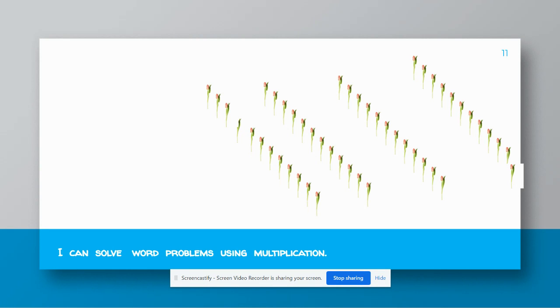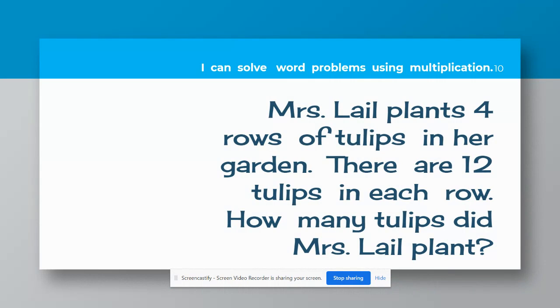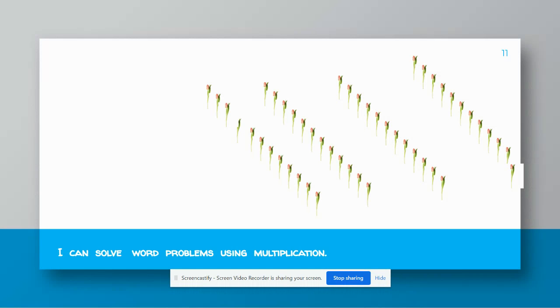Miss Lil plants 4 rows of tulips in her garden. There are 12 tulips in each row. So here we have 4 rows: one, two, three, four. And why do I have these pictures? Well, because I like to draw. So you can also draw arrays or groups to solve problems. So I have 4 groups of 12.